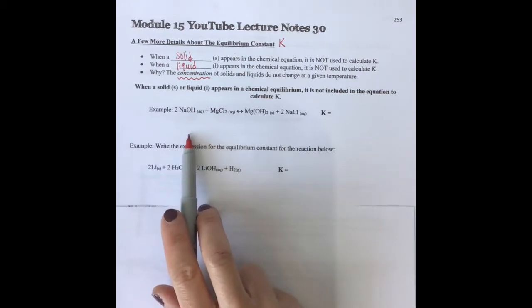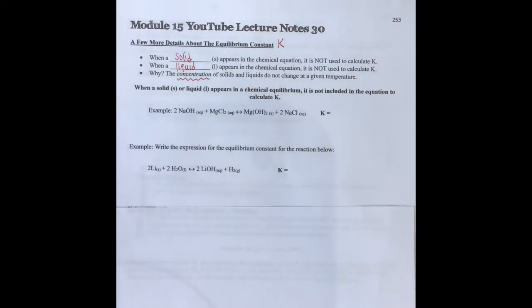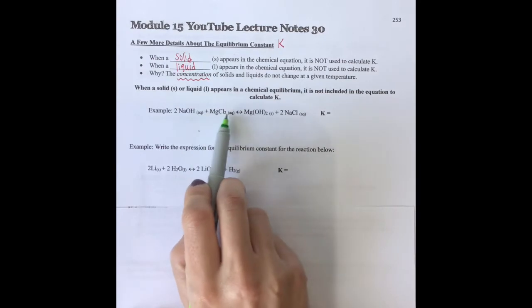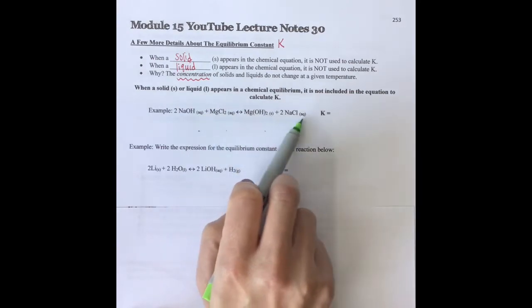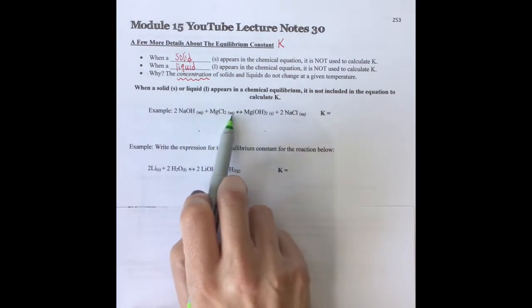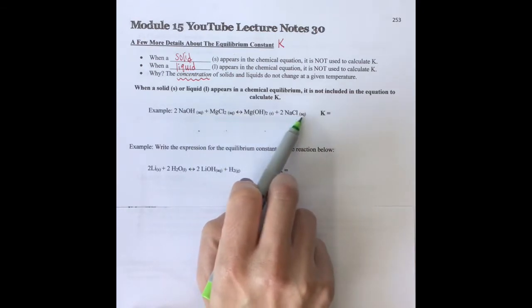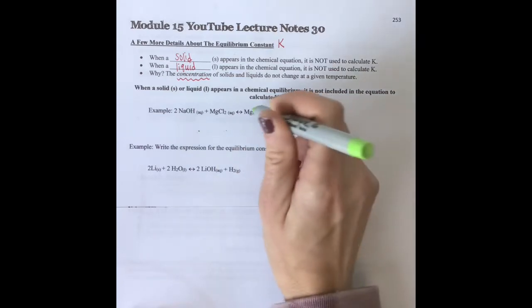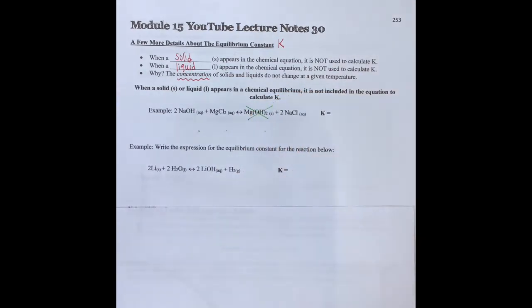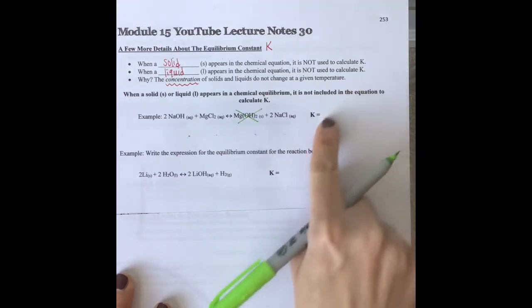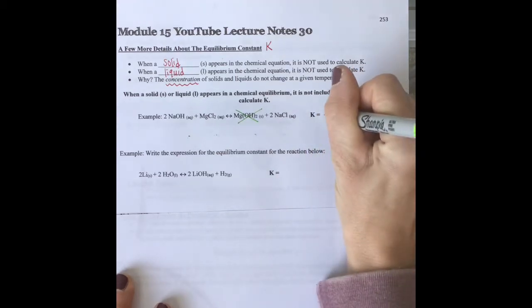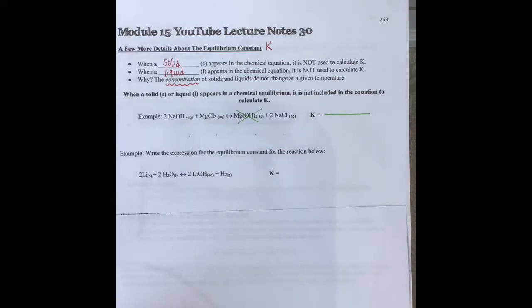Okay, let's look at this first one together. So you'll see that I've put the state symbols for what state of matter each of your reactants and products are in. Aqueous is a solution. Those will be included. But a solid, you can technically now ignore when calculating K. Okay, so all I want us to do here is just write what the equation for K would be. Do you remember what goes on top?